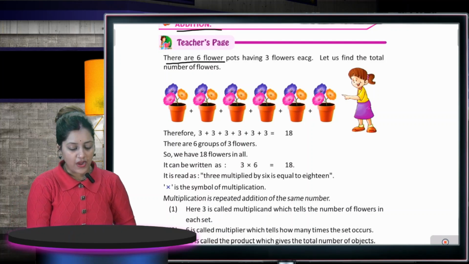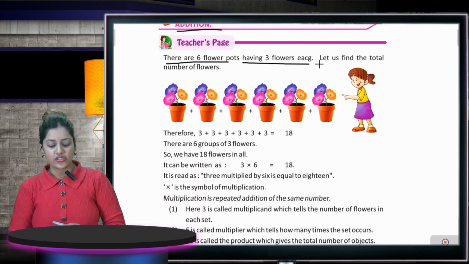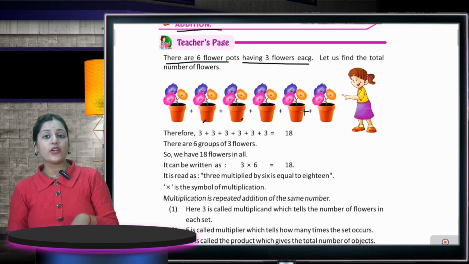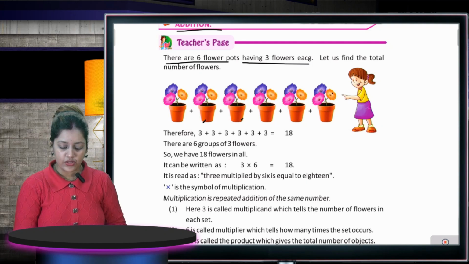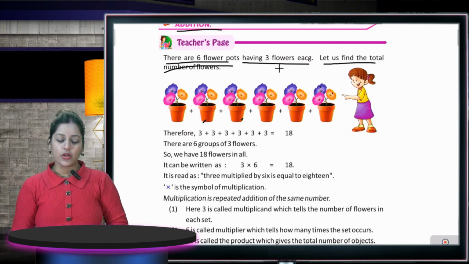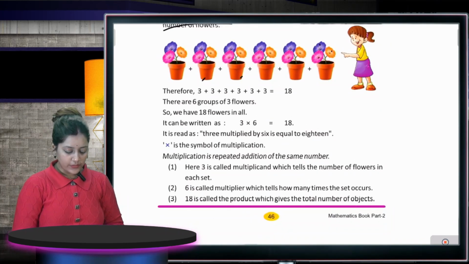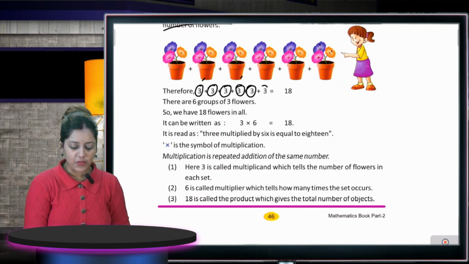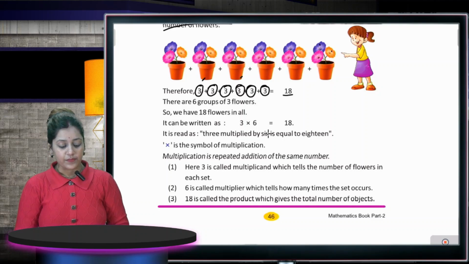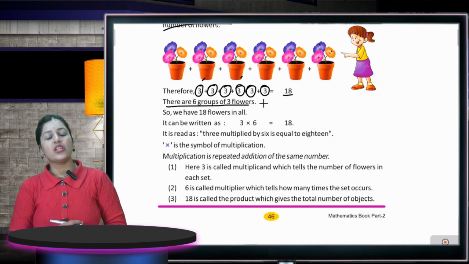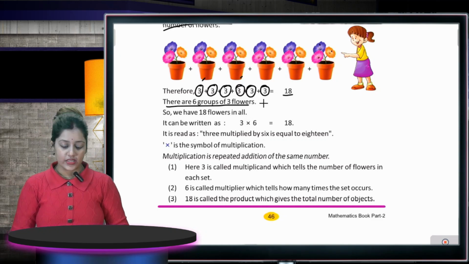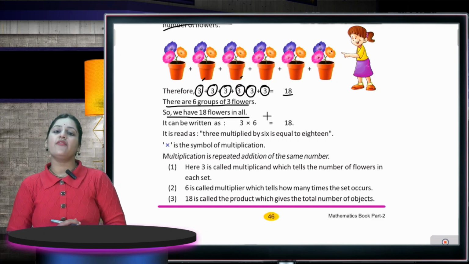There are 6 flower pots having 3 flowers in each. Now, how many flower pots are there? 6 flower pots. And each flower pot has 3 flowers. Let us count the total number of flowers together. 3 flowers plus 3 plus 3 plus 3 plus 3 plus 3. So, it is 18. There are 6 groups of 3 flowers. So, we have 18 flowers in all.